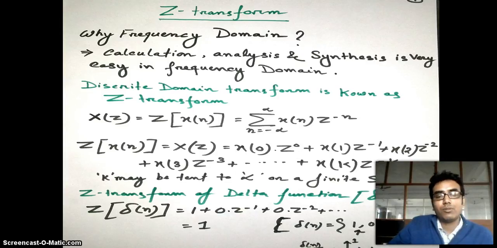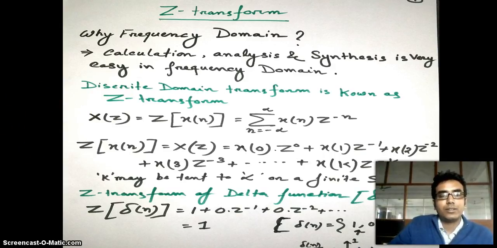That means if you want to find the convolution of two time domain signals, suppose discrete time domain signals, then you have to use the graphical, tabular, or matrix method. But in frequency domain, at first you have to find the Z transform of both signals and just multiply them, then you will get the convolution.